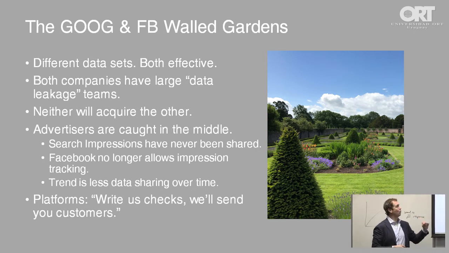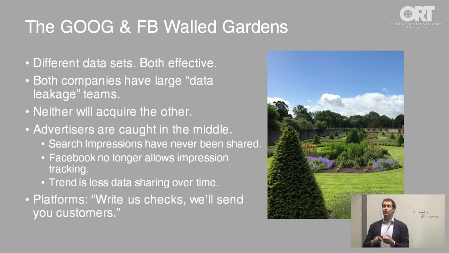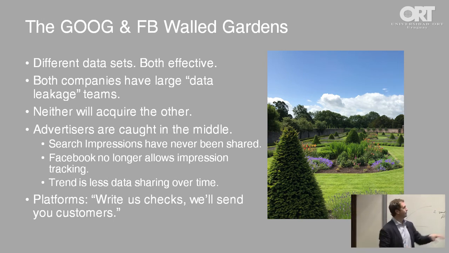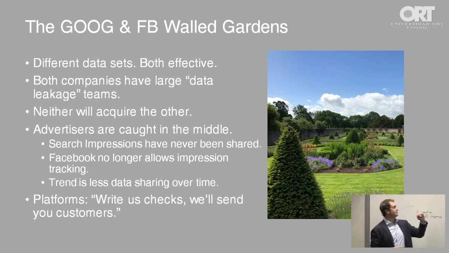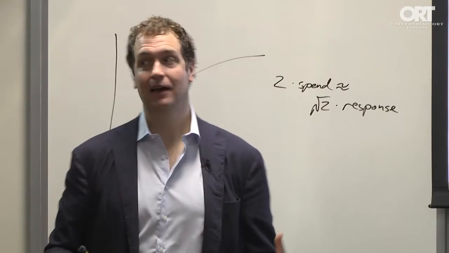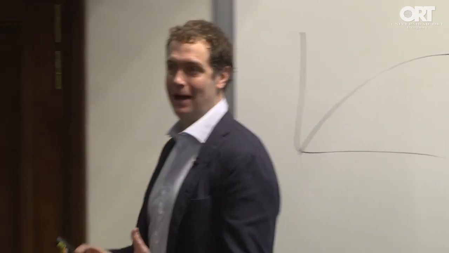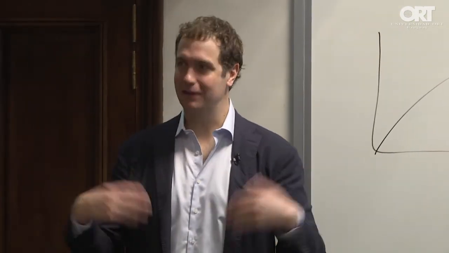But Google and Facebook, walled gardens. They have different kinds of data, like fundamentally different kinds of data sets. They are both enormously valuable. Both companies have large data leakage teams. You know, when you hear data leak, you think, oh, they gave away all of our passwords. Yes, that is how we think of data leakage.